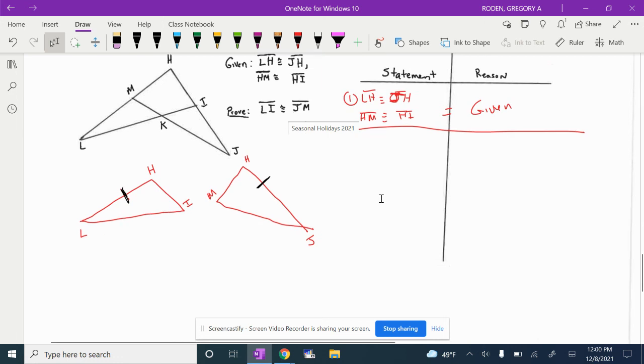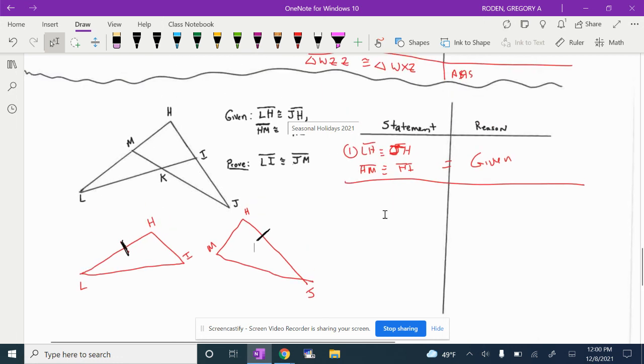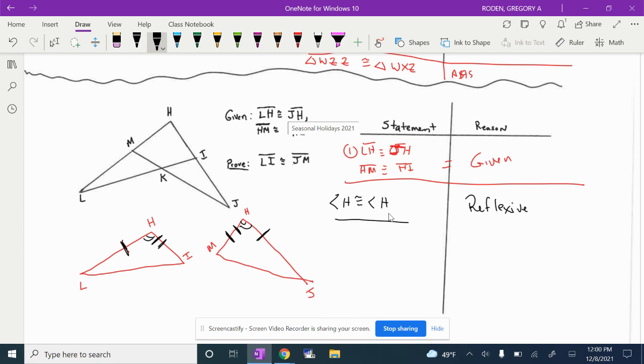And we can also say that HM right here is congruent to HI right here. Now, if you notice on this, do you see how they both share angle H? They both share angle H. So now we can say that angle H is congruent to angle H because of the reflexive property. Okay, reflexive. And so now we can say the two triangles are congruent.